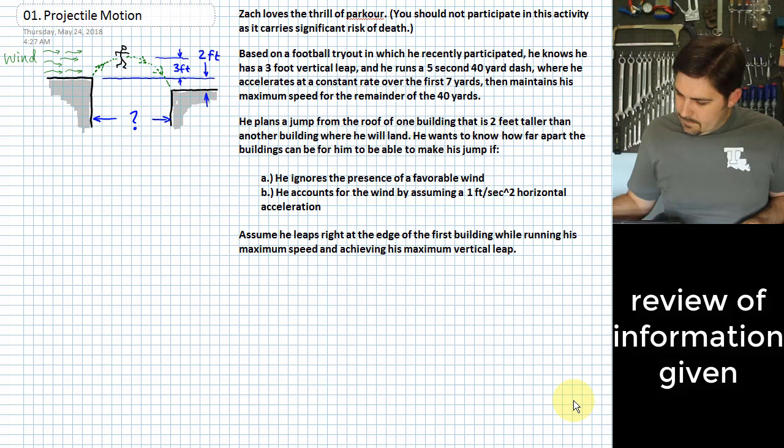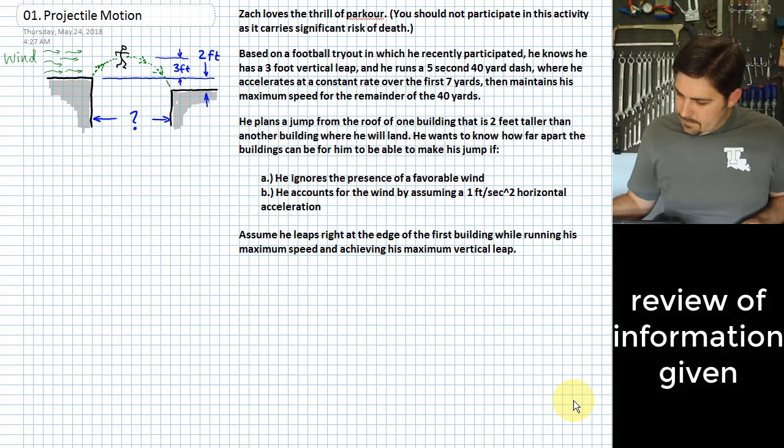He also knows some information about his ability to jump because he recently tried out for a football tryout, and so he knows he has a 3-foot vertical leap. He also knows that he can run a 5-second 40-yard dash. In that, he estimates it's going to be about 7 yards for him to accelerate at a constant rate and then hold that speed for the remainder of the 40 yards. Based on that information, he thinks he'll be able to come up with his top speed as far as his running speed.